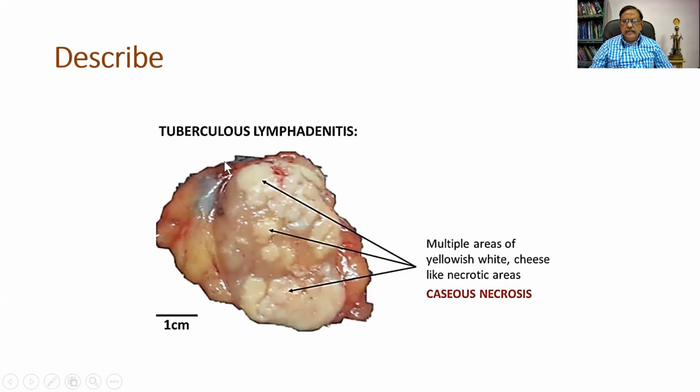I find a large lymph node measuring several centimeters. Look at the scale over here. And it is showing areas of necrosis. As the disease progresses, you find that the areas of necrosis coalesce or join together and form large, irregular, geographic map-like structures. And this is the area of normal lymph node. It is an example of a caseous necrosis.